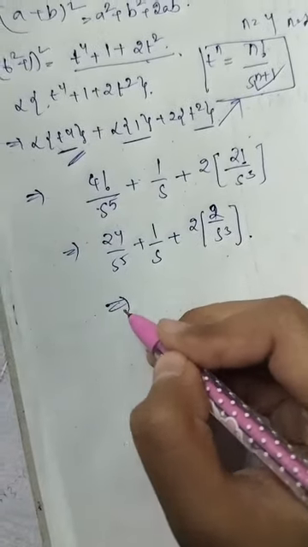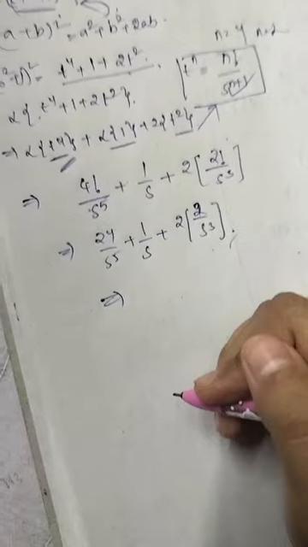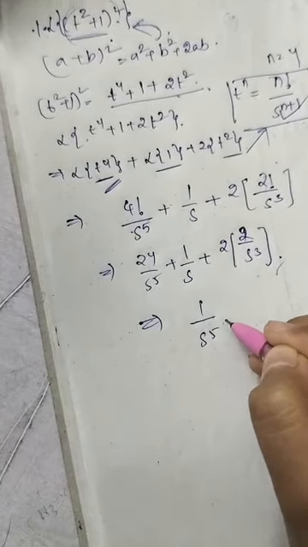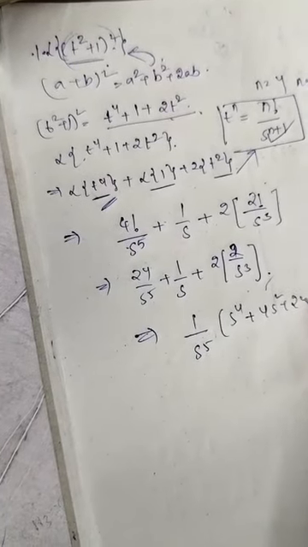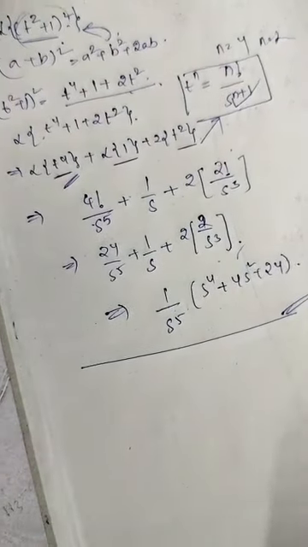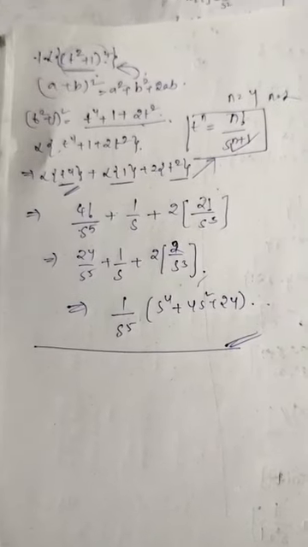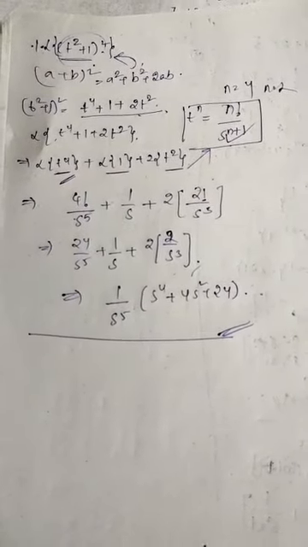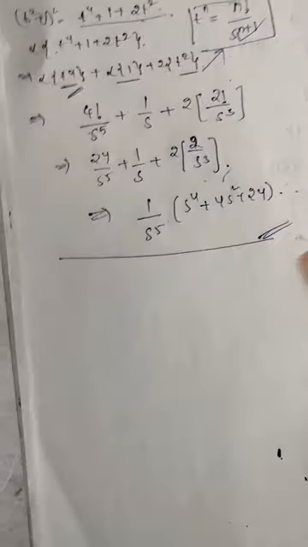Now the problem you can end here, but if you want further simplification, let me show it. We can take s power 5 common and we get s power 4 plus 4 s square plus 24. So this is the final answer. You can take a look at this problem. It is clear, right? We'll move on to the next one.